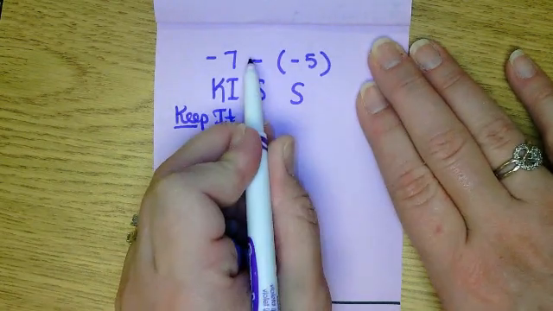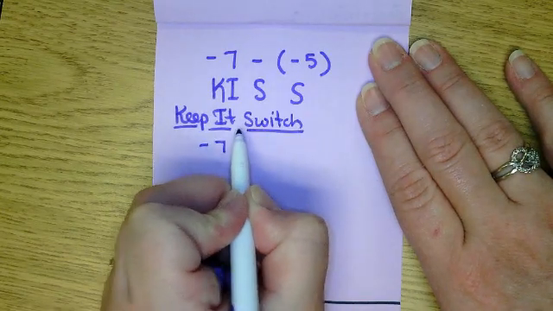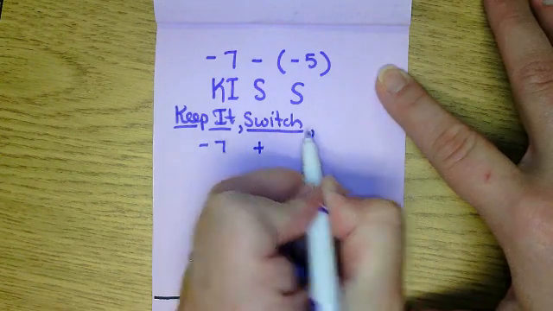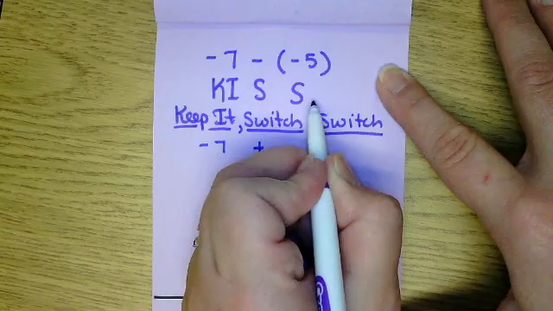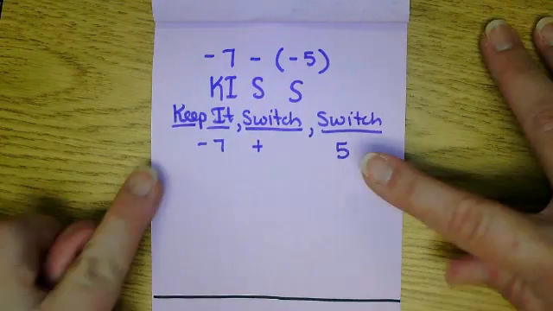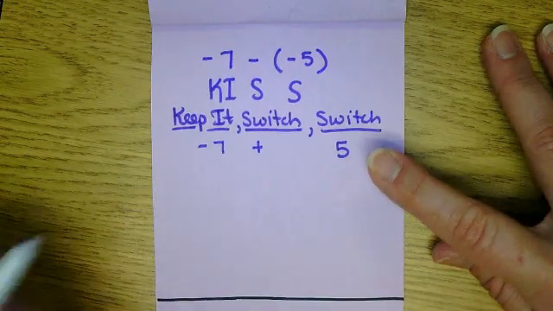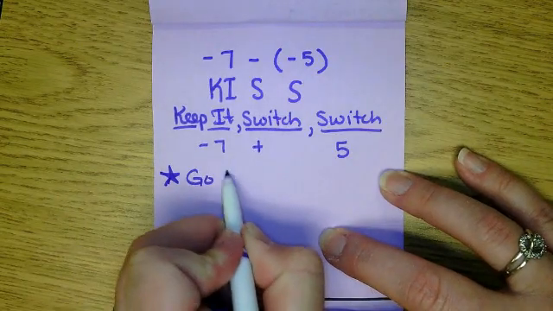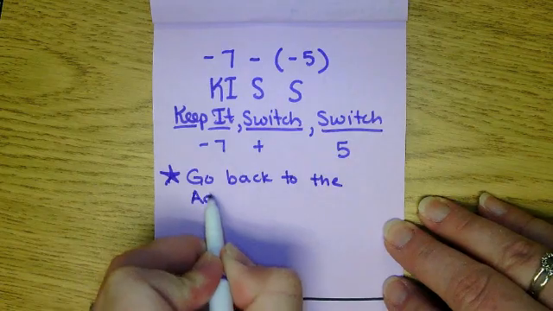Your second, right here, your S, you are going to switch. What I mean by that is you are going to switch the minus to a plus. Then you're going to switch again, which is the S's mean the same thing. So we're going to switch, only this time we're going to switch the negative 5 to a positive 5. So now we have an expression of negative 7 plus 5. Well, you should recognize that we now have addition. So go back to the addition rules.